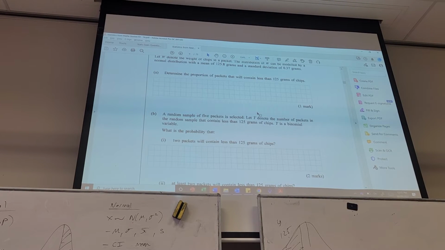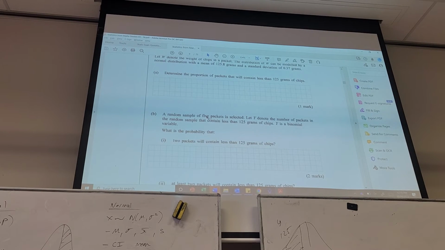Y is a binomial variable. What is the probability that 2 packets will contain less than 125 grams of chips? Okay, so this is where they're combining. And they do tell you, they say it is binomial. And what's the dichotomy here? It's either less than 125 or it's not. Okay, so there's the dichotomy. And we're doing a sample of 5.